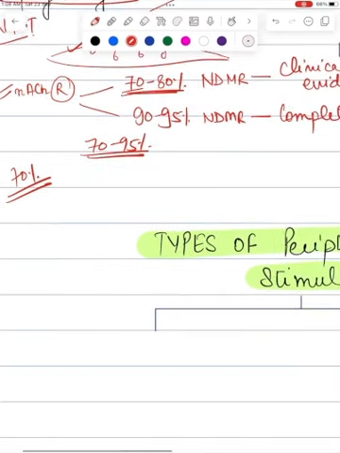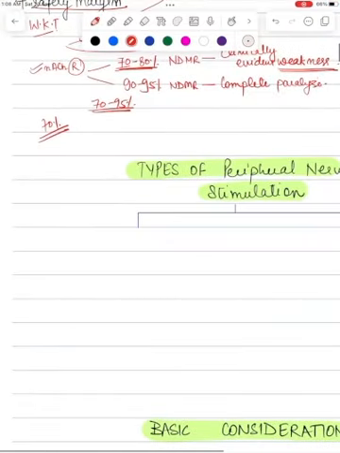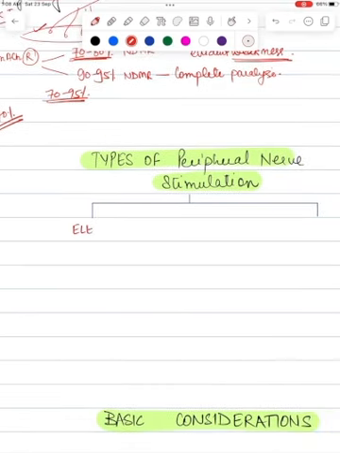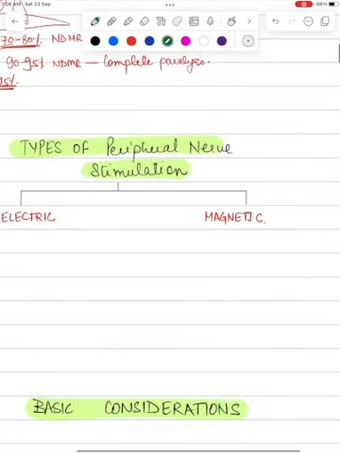So now let us talk about the different types of peripheral nerve stimulation. Generally speaking, theoretically, there are only two types of stimulations that can be used. One is the electrical stimulation and the other is magnetic. Electrical stimulation by far is the most common method that is used. Magnetic stimulation generates magnetic currents and this in turn stimulates the nerve. However, magnetic stimulation requires a lot of bulky, heavy equipments and therefore it is generally not used in clinical anesthesia and it is mostly relegated to research purposes.